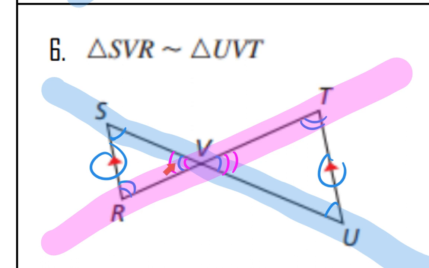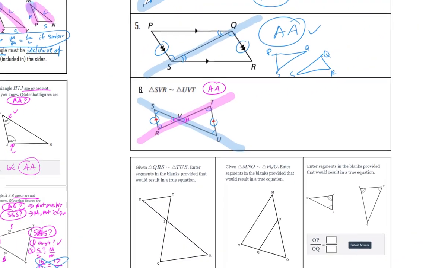Right, that makes sense, right? If this angle is congruent, and then this one, and this one, and this one, then this one's proven by angle as well. All right, so that's our basics on that.